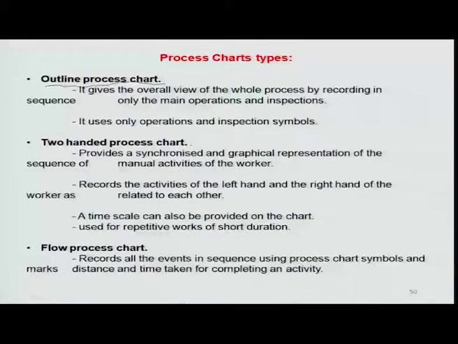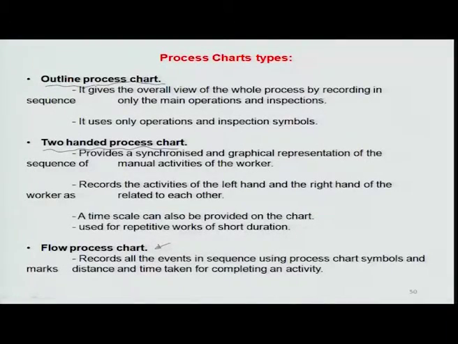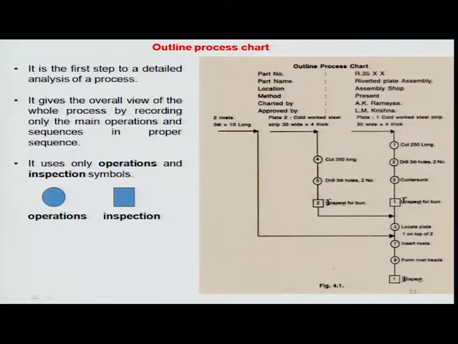Then there is a two-handed process chart, which provides a synchronized and graphical representation of the sequence of manual activities of a worker. So how each individual hand, the left side or the right side, is behaving is recorded in terms of different activity sequences, and time scales are assigned to the same. Then you have a flow process chart, which talks about recording of all events and sequences using process chart symbols, and marks the distance and time taken for completing an activity. What I am going to do in the next few slides is give you an idea of each of these charts and how they are laid out in a real system. For example, let us say we talk about the outline process chart.